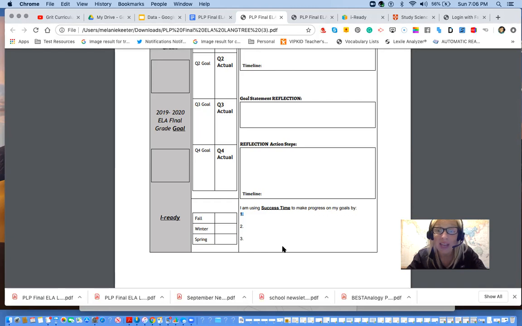It's going to depend on what area you're working in. Maybe it's math, maybe it's reading, maybe you're working in an enrichment class. Are you working on informational text? Are you working with literature, poetry, figurative language? So where are your areas of growth? Maybe you're working on reading comprehension skills for stories, and you're going to fill in number 1 of what you are doing in success to make progress on these goals.